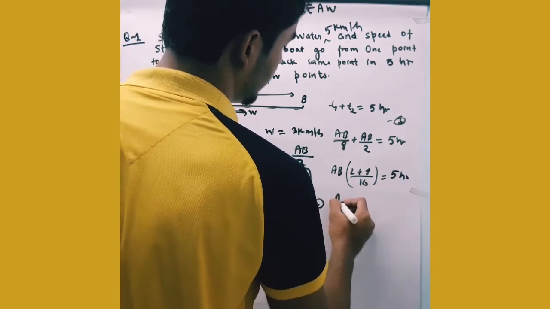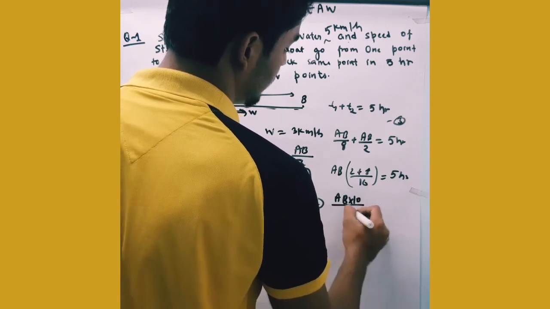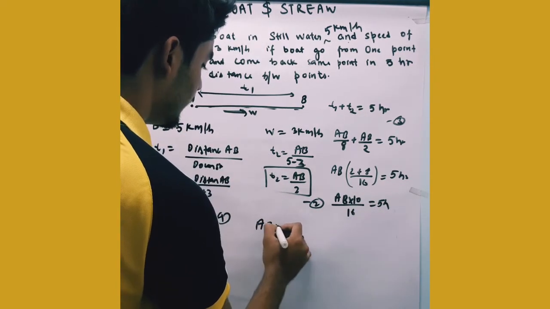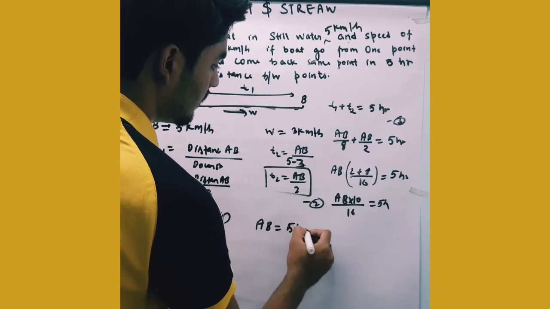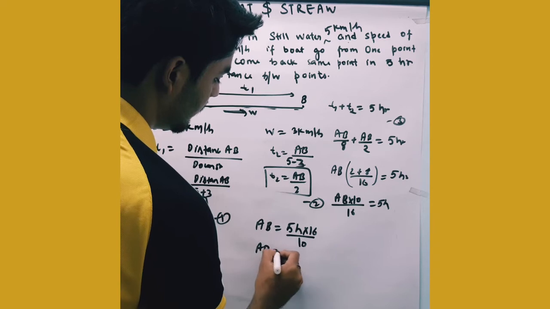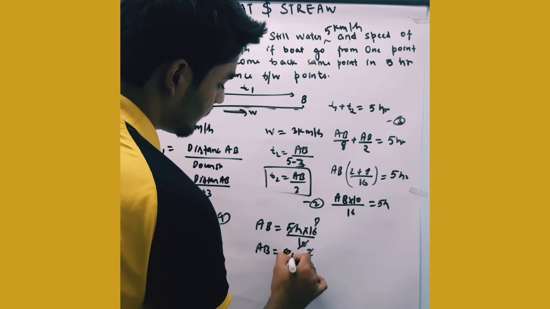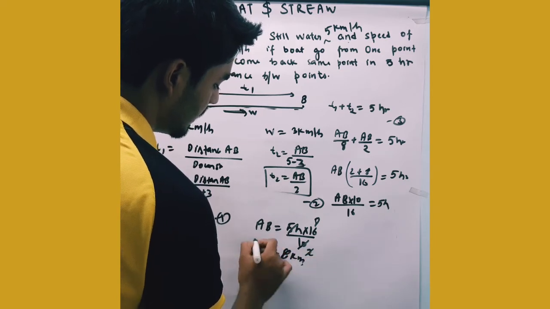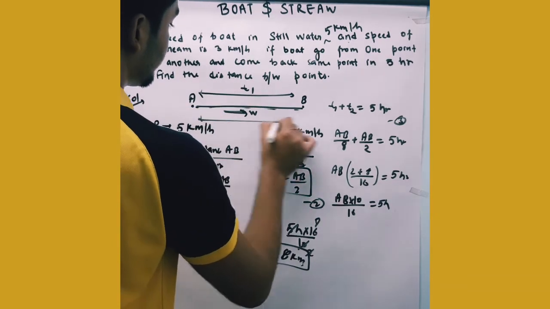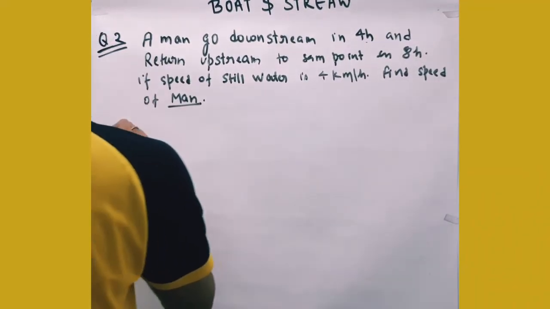We get AB multiplied by 10 divided by 16 is equal to 5 hours. From where we get AB is equal to 5 hours multiplied by 16 divided by 10. So AB is 8 km. So the distance between point A and point B is 8 km. Now let's move to our second type of question.